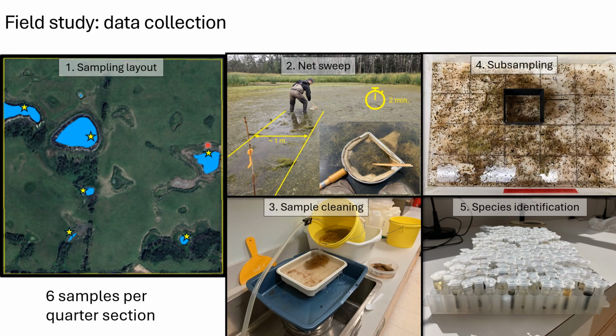So we sampled our sites in the summer of 2024 for water boatmen. We did 6 samples per quarter section. And for each sample location, we did a 2-minute timed aquatic net sweep to collect our water boatmen, and then we took our samples back to the lab for cleaning, subsampling in some cases, and then species identification. And this informed migratory status because we know in the prairie pothole region we have a good idea of which species migrate and which don't.